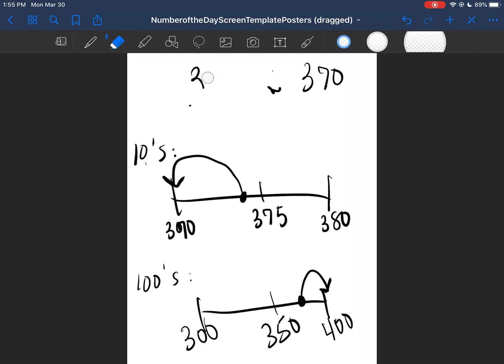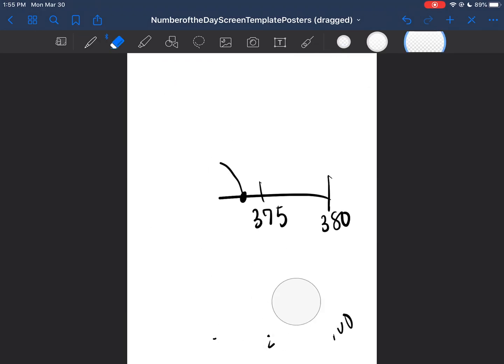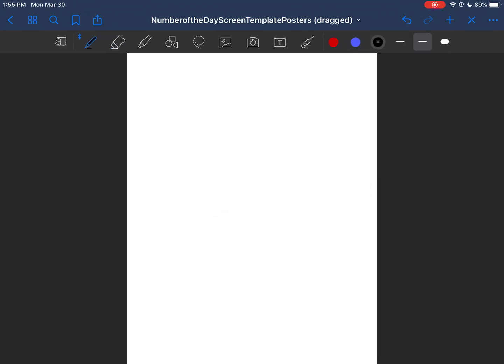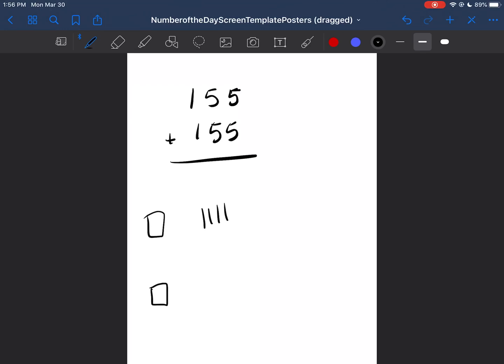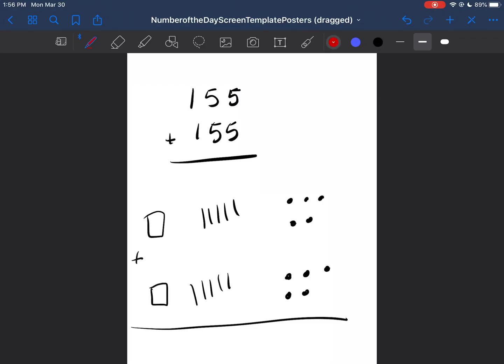So, let me erase this page. Remember a couple of months ago we talked about what it meant to double. So when we double, we either add the number 2 times, so add it together, or we multiply by 2. In this case, I'm going to use adding, so I'm going to add this number together. 155 plus 155. I'm going to use base 10, 100, 5 tens, and 5 ones. And I'm going to do it twice because I'm adding that number twice. Now remember, we always start with our ones when we're adding. 5 plus 5. 1, 2, 3, 4, 5, 6, 7, 8, 9, 10.